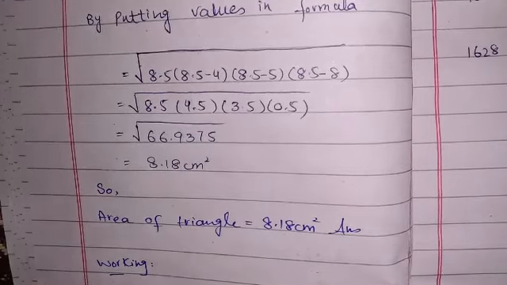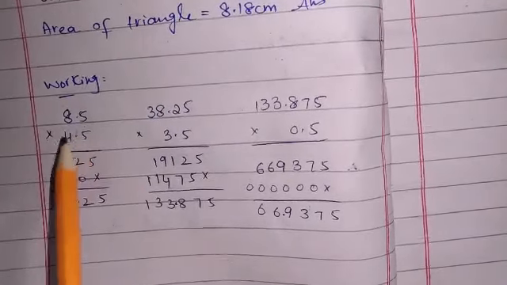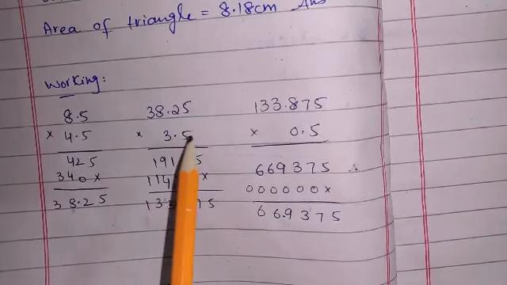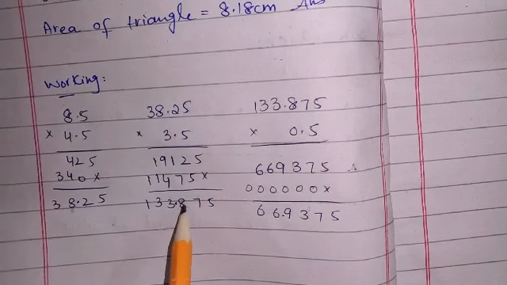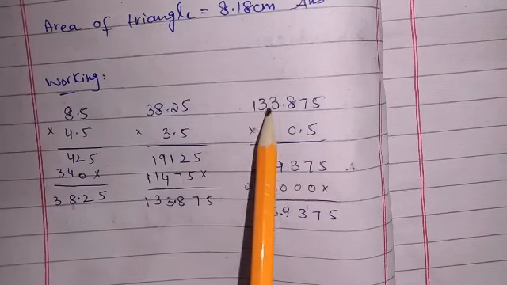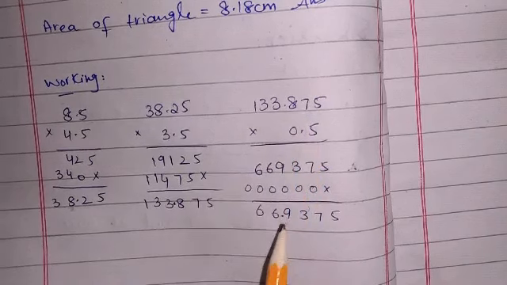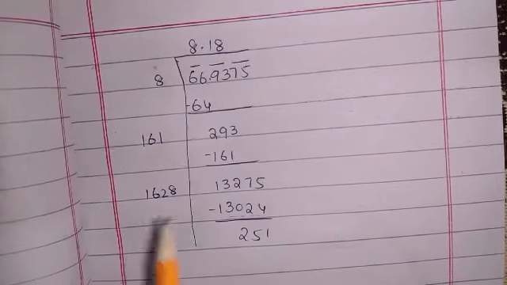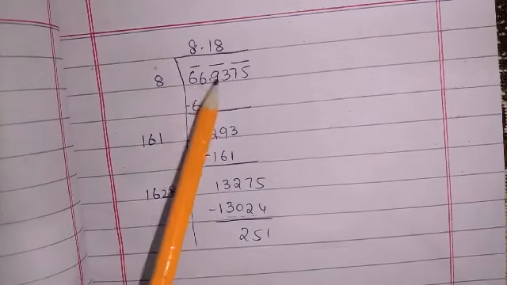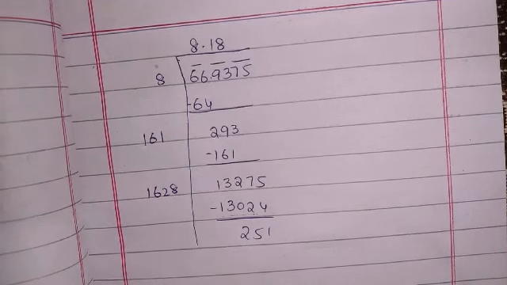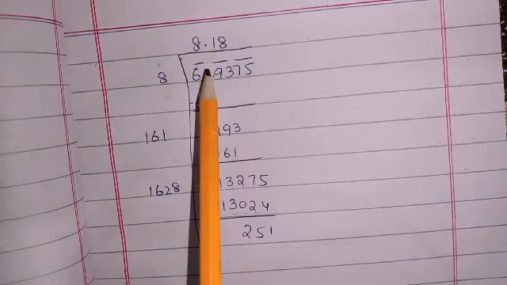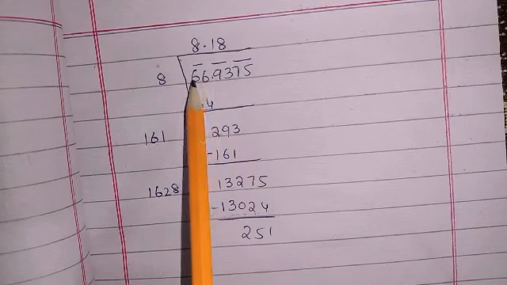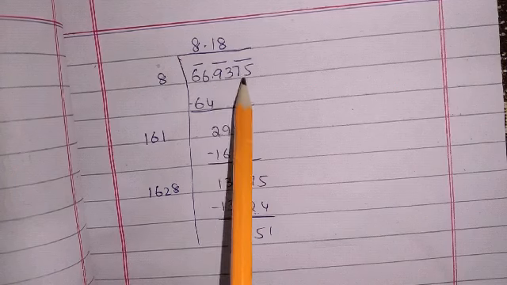Now students, here is our working. When we multiply 8.5 into 4.5, we got 38.25, and when we multiply 38.25 into 3.5, we got 133.875, and when we multiply 133.875 into 0.5, we got 66.9375. Now students, here is our square root of 66.9375. Students, first we will make pair of whole number from right towards left, of decimal number from left towards right. So we will make pair of 66. From here we will make pair of 93 and 75.